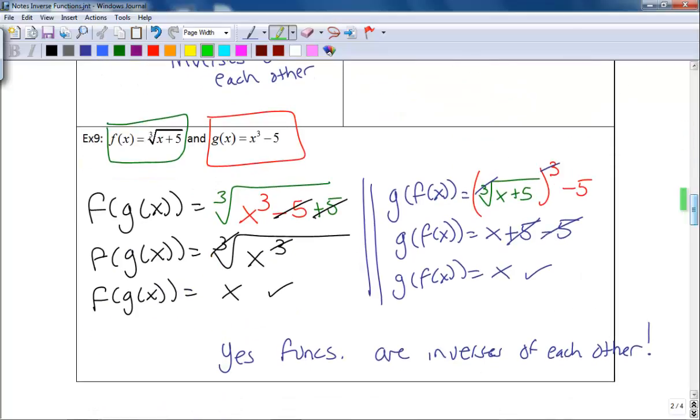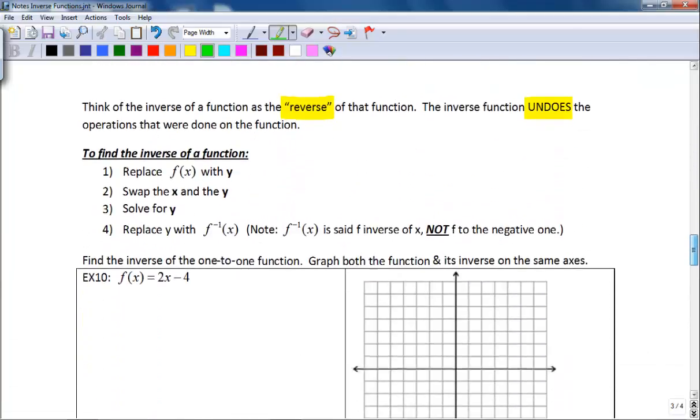The other one we found to be inverses, well, if I look here, what did I do to x? Well, I added 5 to it, and I took the cube root of it, so what I need to do to undo that is to subtract 5 and cube it. So the inverse of a function undoes the operations we already had done on x.